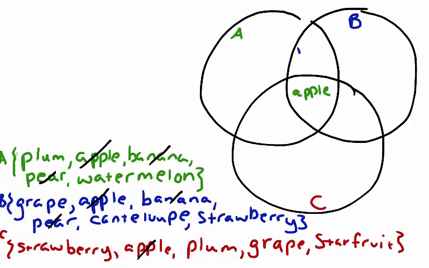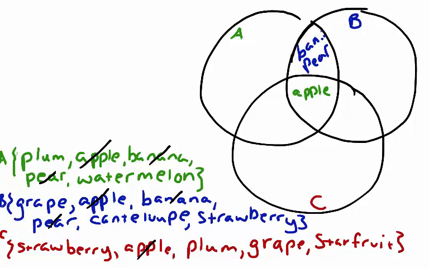So we don't have a lot of room, but we'll write banana. Whoops. Maybe we'll just abbreviate that. So banana and pear. Those go in the intersection of A and B. So now we have apple, which was in the intersection of A, B, and C. We have banana and pear, which are in the intersection of sets A and B.